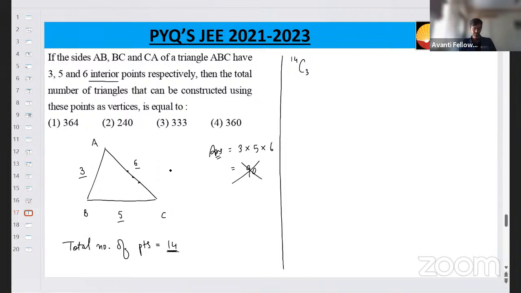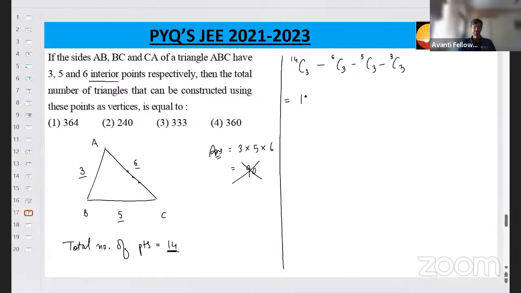So if all the 3 points are selected from side AC, then I think that will make no sense, right? Triangle कैसे बनेगा? So that means we have to subtract 6C3, 5C3 and 3C3. Why? Because वहां से मुझे ट्राइंगल नहीं मिलने वाला है.